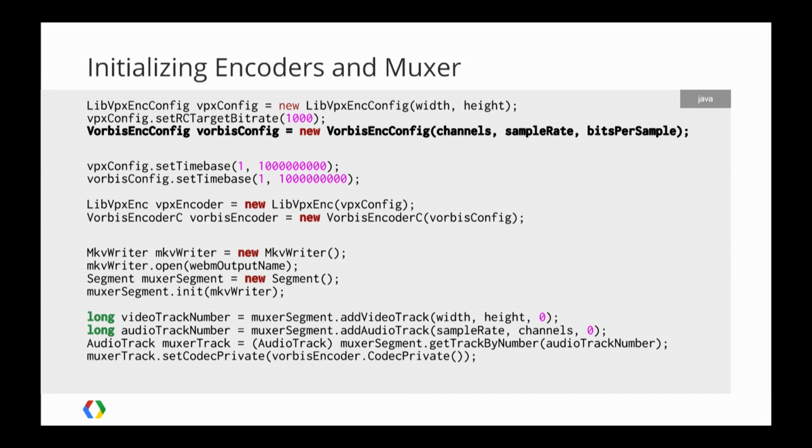Here, I'm just creating the Vorbis configure object. We're passing in the number of channels, sample rate, and bits per sample of the audio. It's pretty easy.